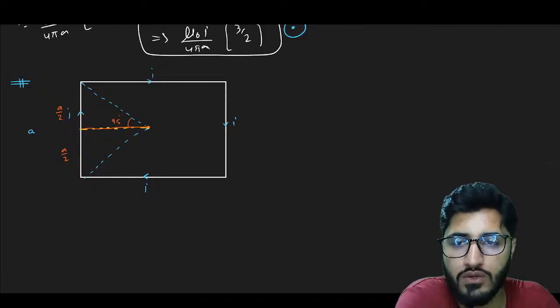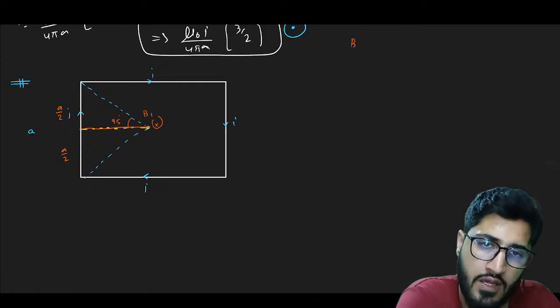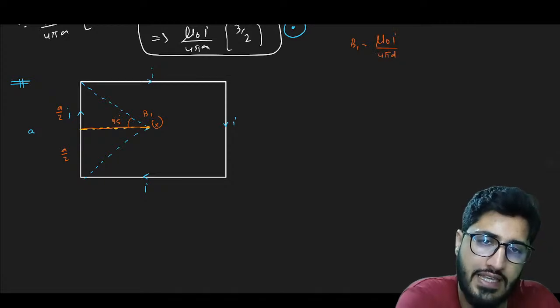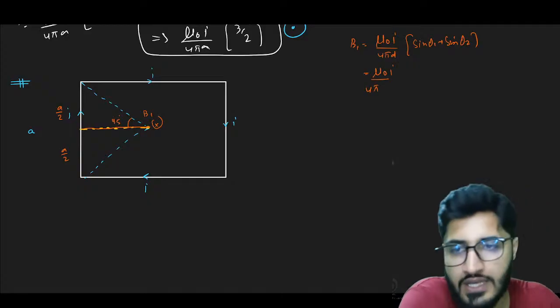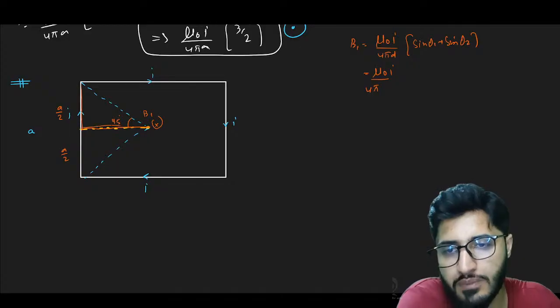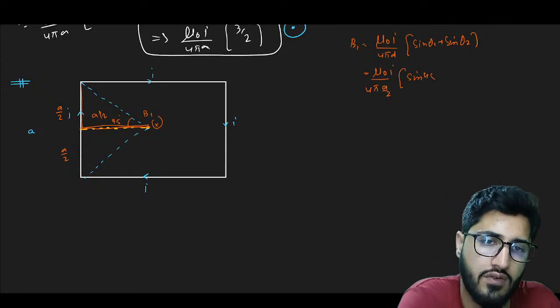So I would write to find B1. B1, it will be inverse. So what is B1? B1 is nu naught I by 4 pi D times sine theta 1 plus sine theta 2. Nu naught I divided by 4 pi. If this one is A by 2, similarly this one will be A by 2. You can do the calculation also, no issue. So I can take 4 pi, it is A by 2, then it is sine 45 plus sine 45.